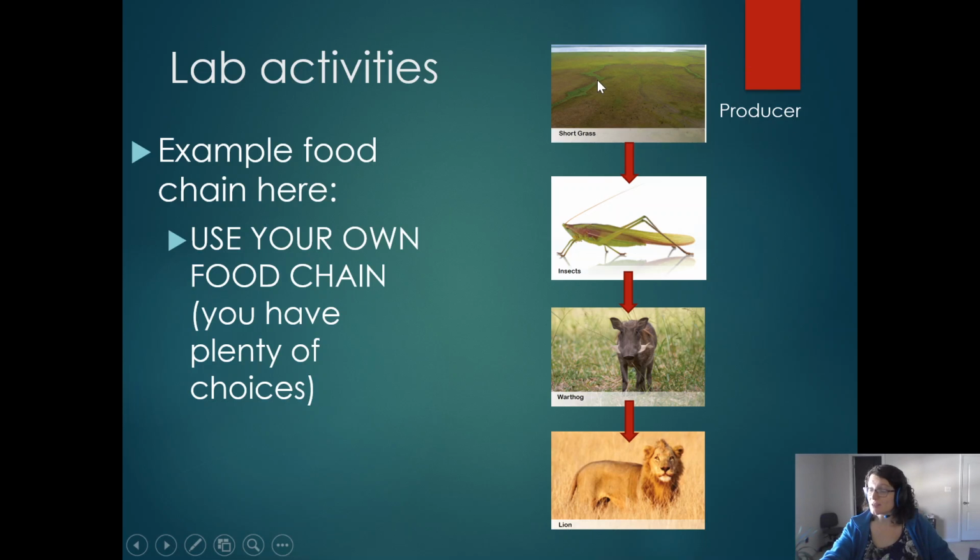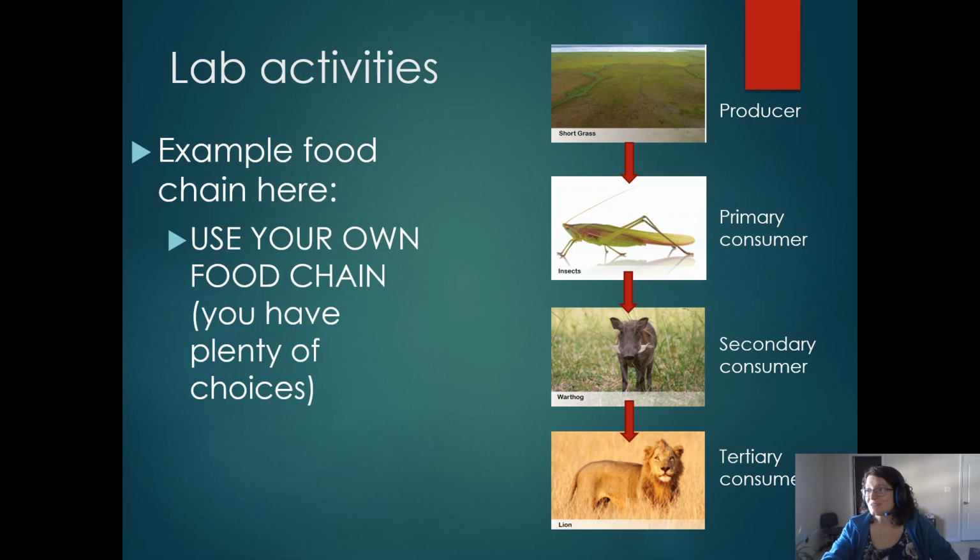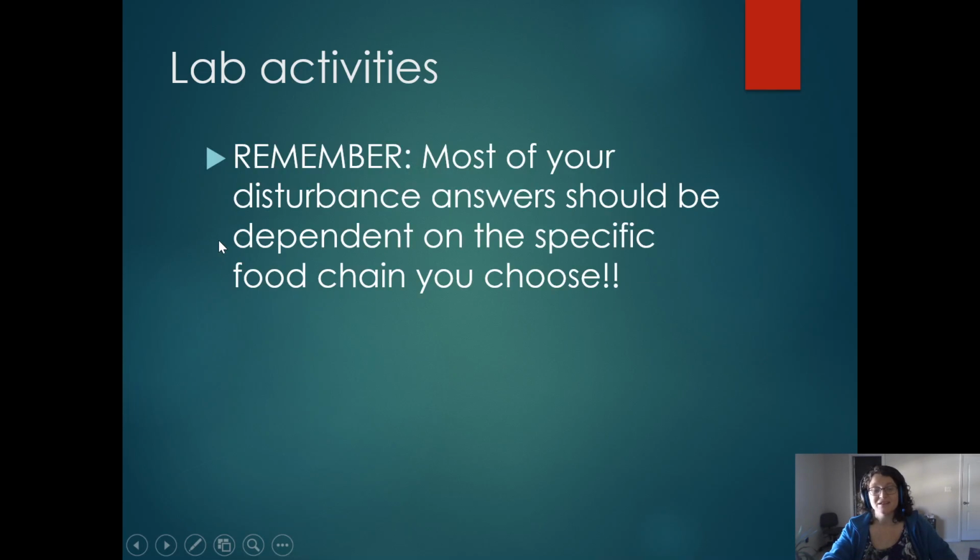You're going to label them as producer, primary consumer, secondary consumer, and tertiary consumer. Remember that this is a simple pattern. Your food web should be more complex with more arrows pointing in more places, okay?